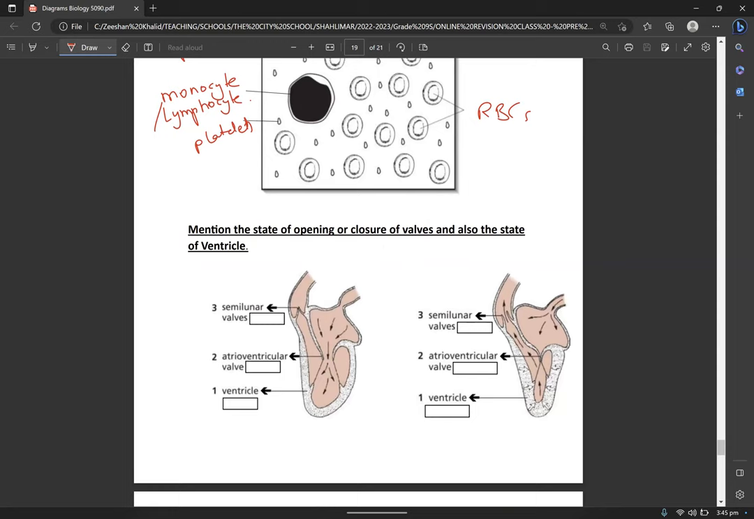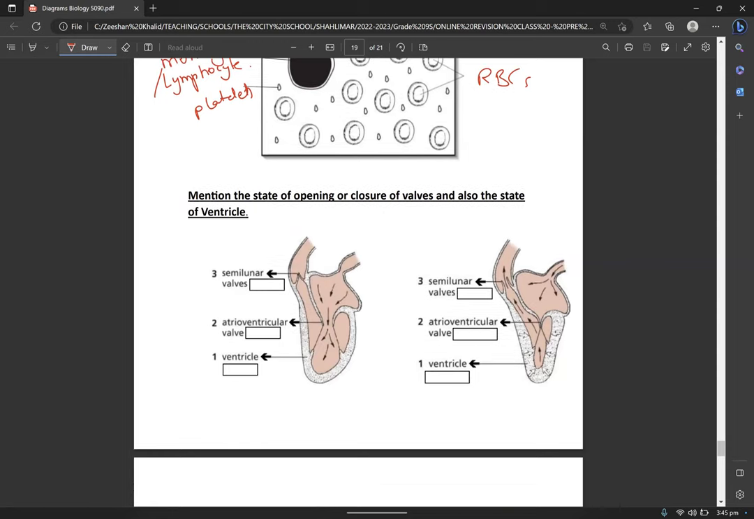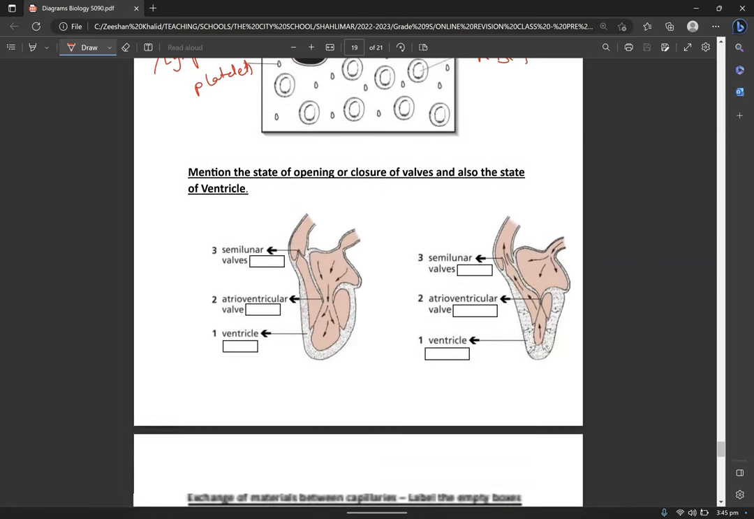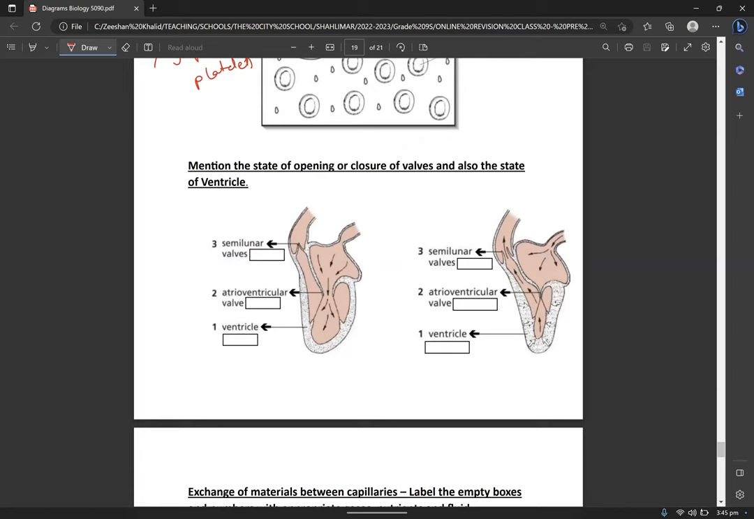Uske baad, mention the state of opening or closure of valve and also the state of ventricle. Heart ko usne side view se dikhaya hai. Yahan pe dekhe, blood abhi fill kar raha hai, toh yahan pe ventricle is relaxed. Theek hai ji? Atrioventricular valves hume nazar aa rahi hai, opened hai, kyunki blood flow kar raha hai. Aur semilunar valves closed hai, kyunki ye tabhi khulti hai jab blood इनमें से फ्लो करता है.